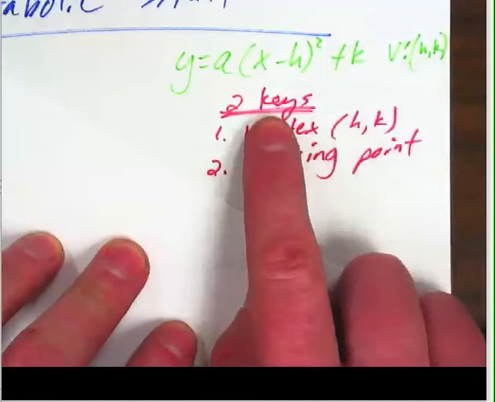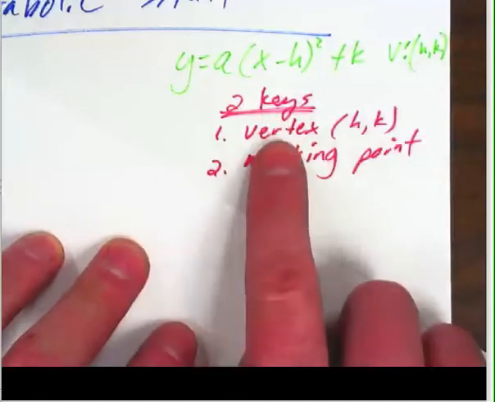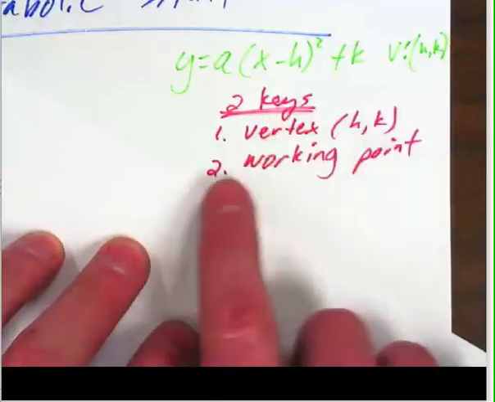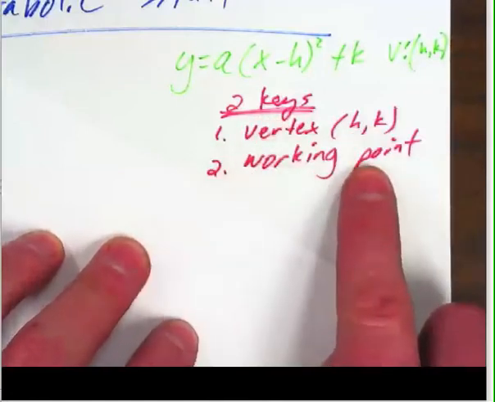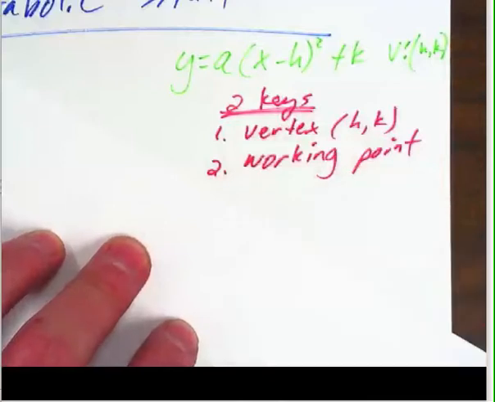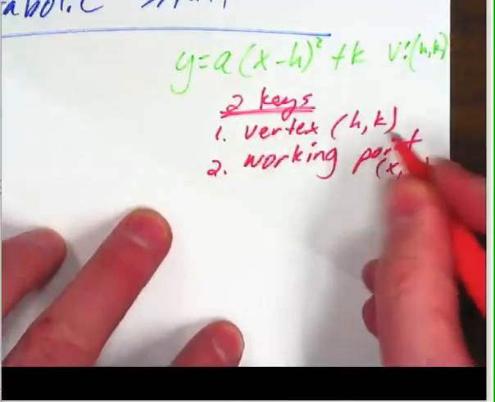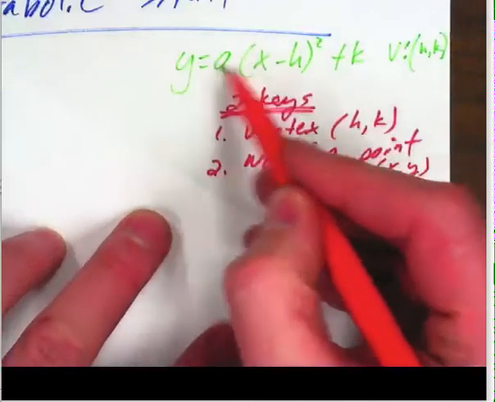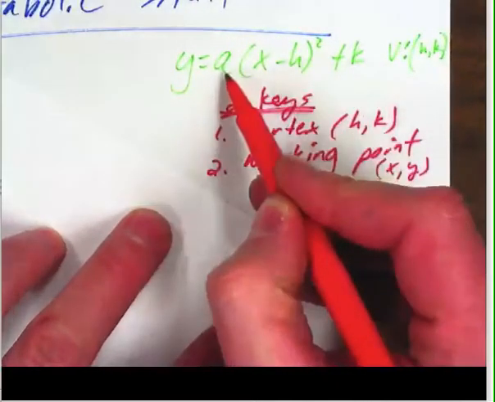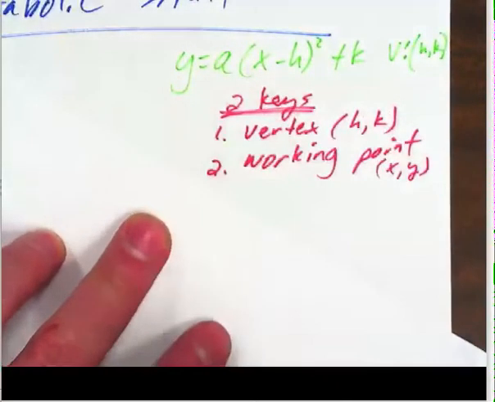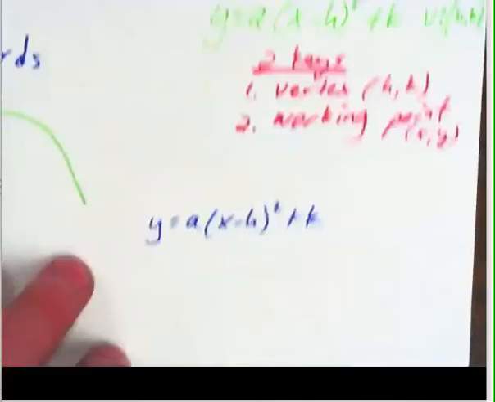The two keys to what we're going to be using in this lesson: one is the vertex, the point h and k, and number two, you need a working point, a point on the parabola that actually works, because that point on the parabola will be an x and a y. Therefore we've got an x and a y, and an h and a k. We can plug those in for y, x, h, and k and solve for a, and we can write the equation. So that's the process in order to do this. So let's take a look.